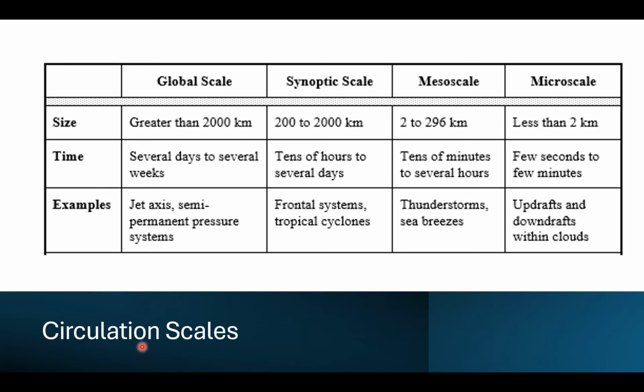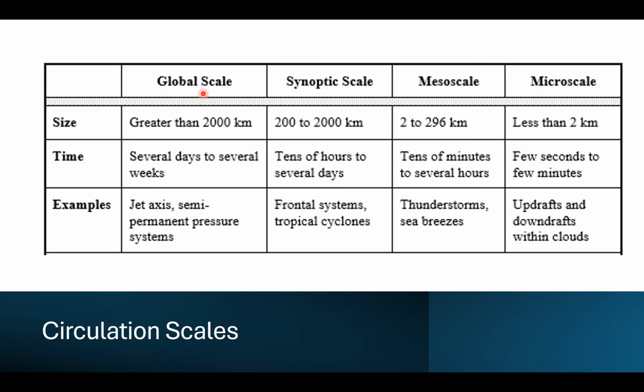Okay, so starting things off by looking at the circulation scales. There's a wide variety of scales that wind blows along. There's different features on the Earth. In the atmosphere in general, we have the global scale as the largest scale, and it ranges all the way down to the micro scale.